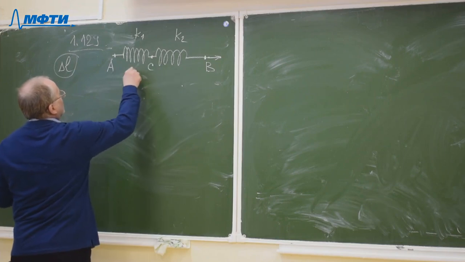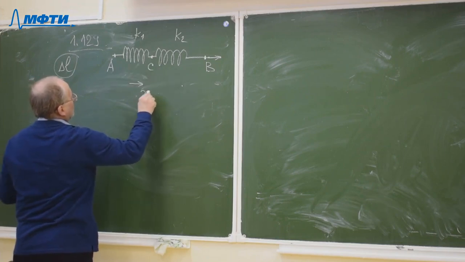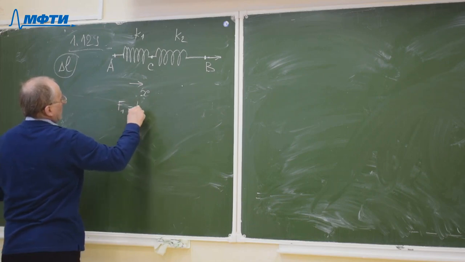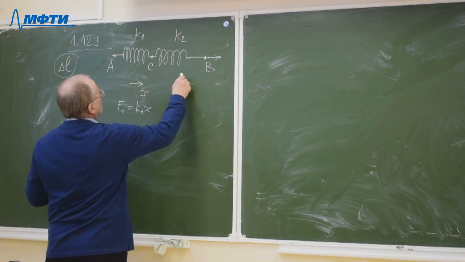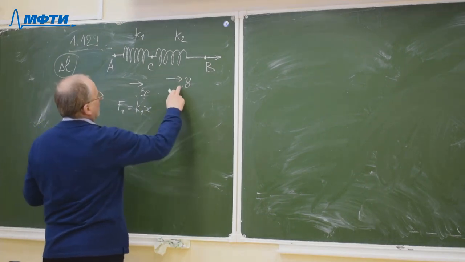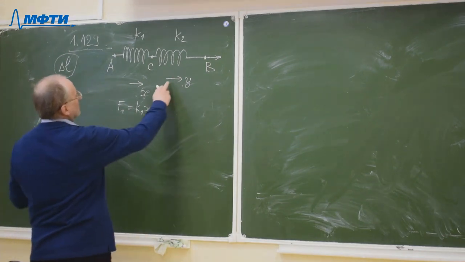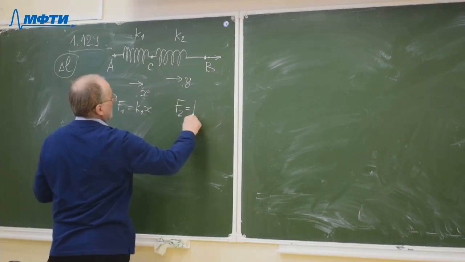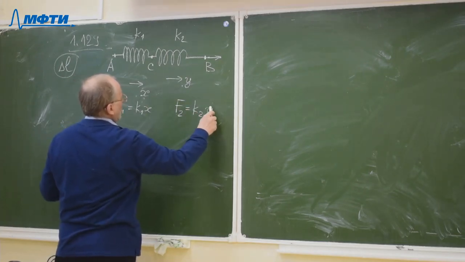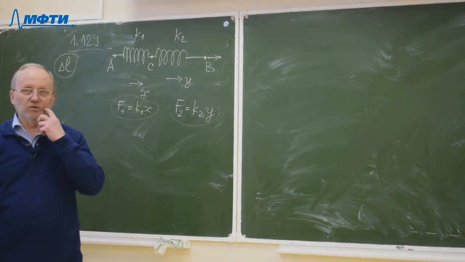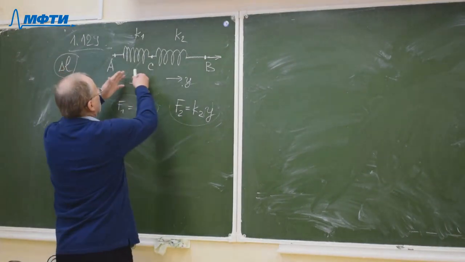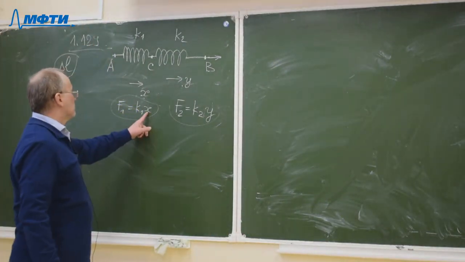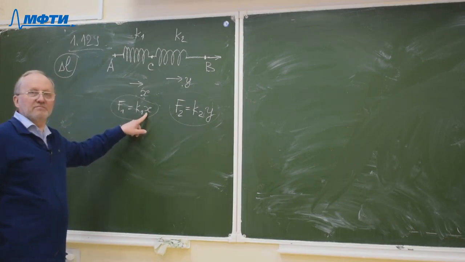When we increase the length of the first spring by x, for example, we have to pull this spring by the force F1 equal to K1x. And if we increase the length of the second spring by some length increment y, then we will have to apply force F2 to the second spring, which is given by K2y. What is this formula? This is just Hooke's law, which says that in order to pull the spring, you have to apply force which is proportional to the change of spring length.